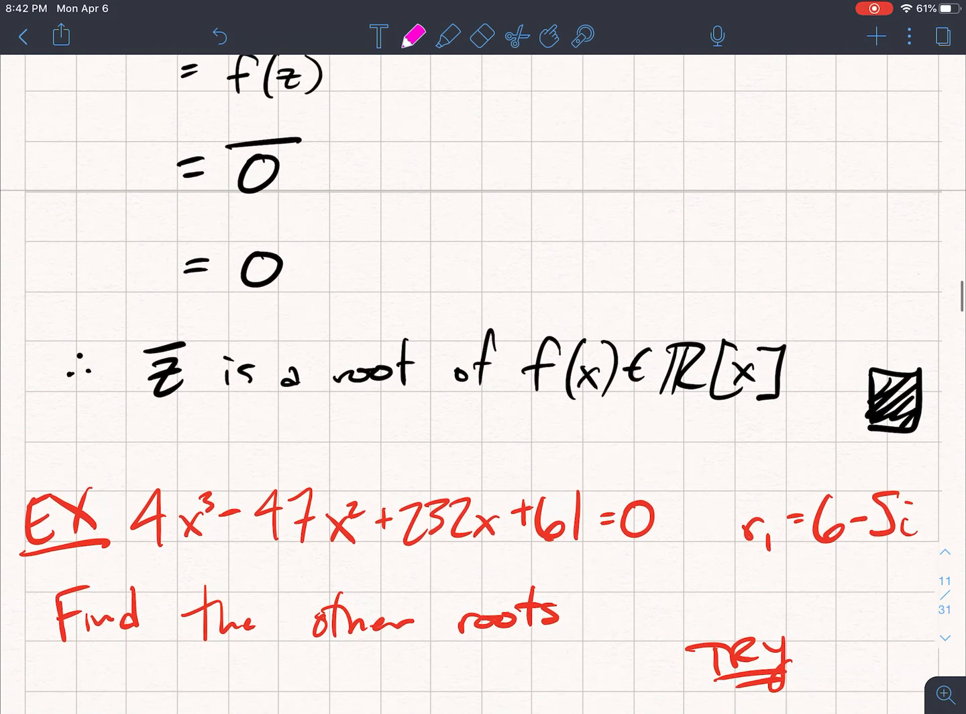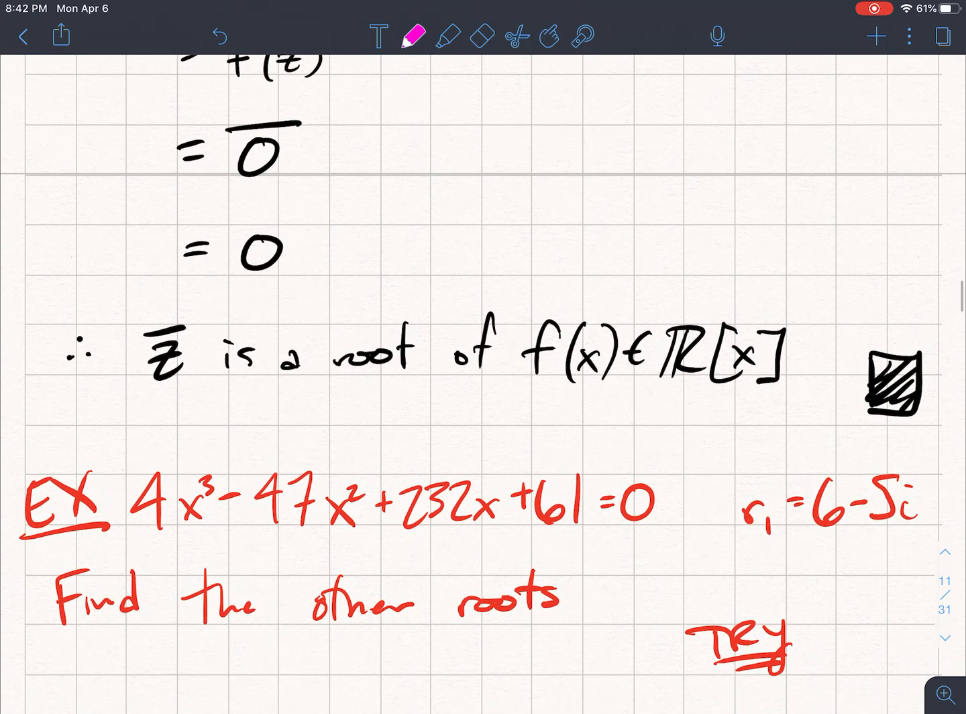Next problem. Here's a polynomial. I give you a root here. R1 is 6 minus 5i. And I want you to find the other roots of the polynomial. Pause the video. Find the other roots.